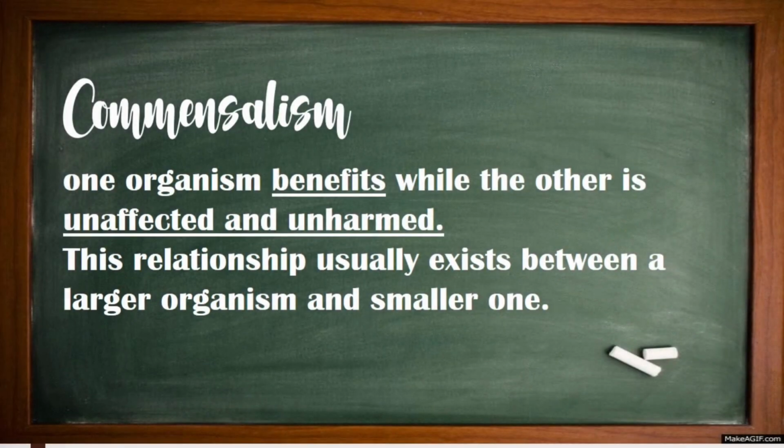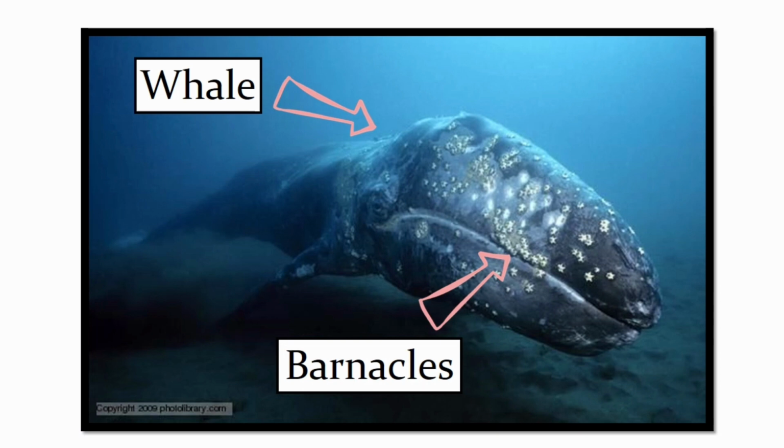Next is commensalism. It is when one organism benefits while the other is unaffected and unharmed. This relationship usually exists between a larger organism and a smaller one. The relationship that exists between the whale and the barnacles is called commensalism.